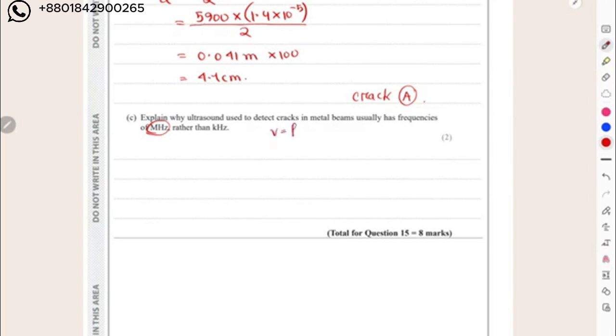So v equals f lambda. If you rearrange this, f equals v multiplied with 1 over lambda, where v is constant because across the entire metal the velocity is the same. If you're using higher frequency, that means there will be smaller wavelength. If the wavelength is very small, then there's less chance that any gap will be equal to your wavelength. And if your gap is very large compared to your wavelength, in that case diffraction will not occur, or even if diffraction is occurring, it will be to a very small extent.